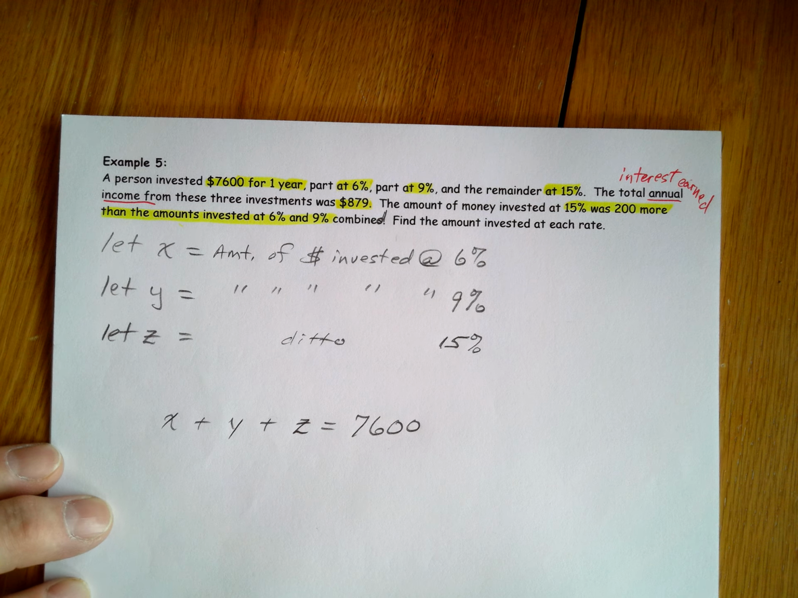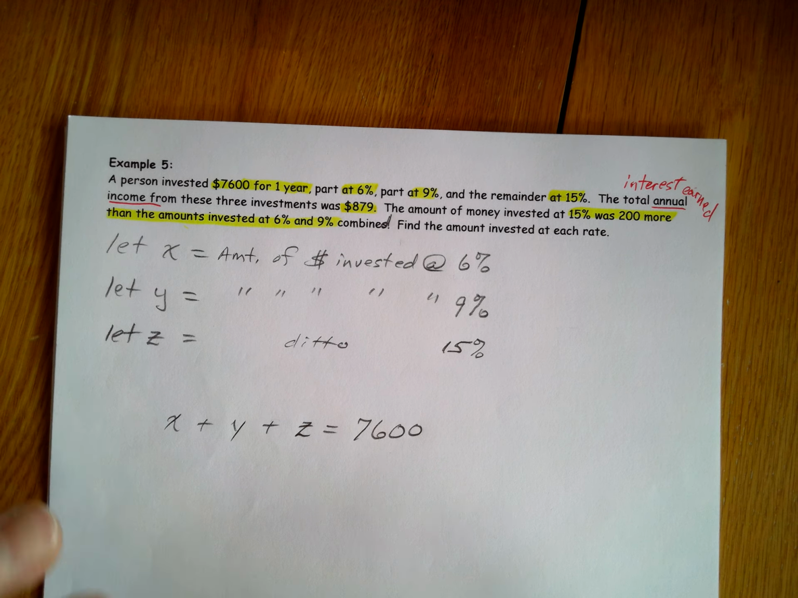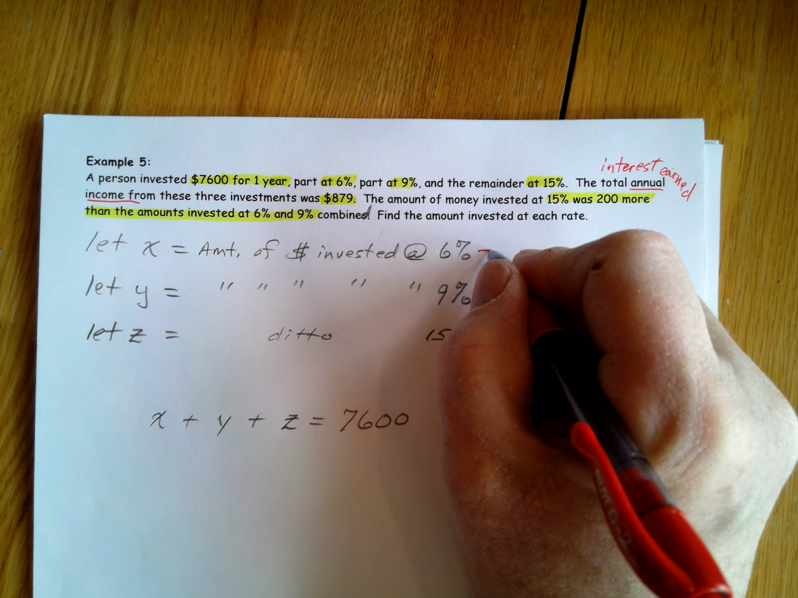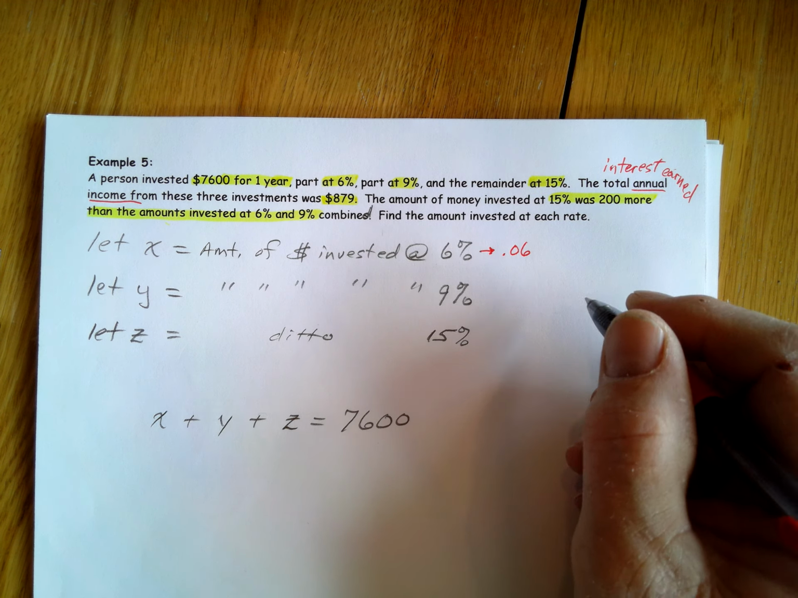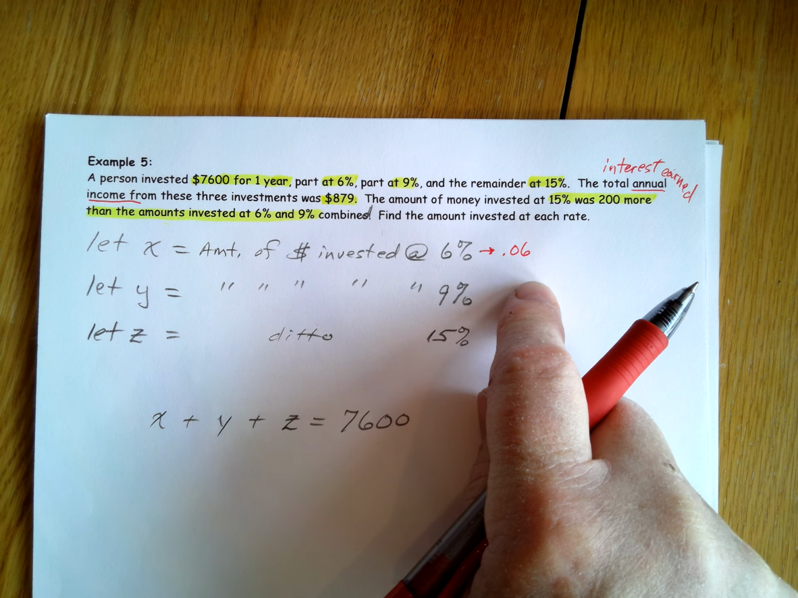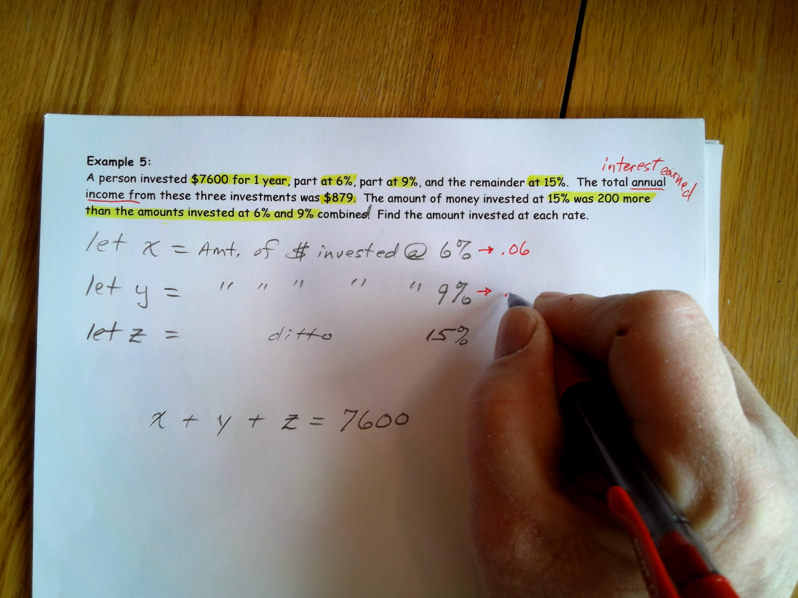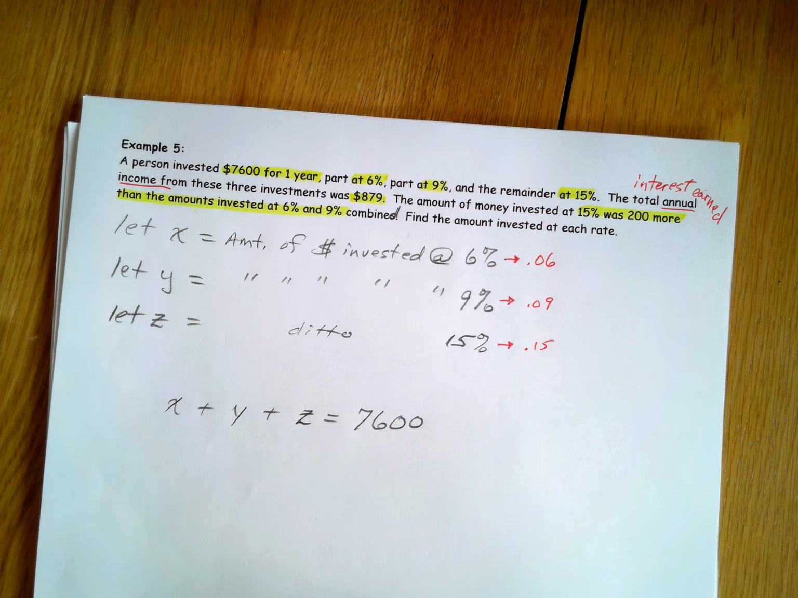Yes? Yes. Now, whenever I do definitions, you've been seeing me do this. I take that 6% and I write 0.06 immediately. I didn't do it here because I wanted to talk about it. But I'm telling you, you should do the same. 0.09 and 0.15. Why? Well, because those are the numbers that we're going to use.